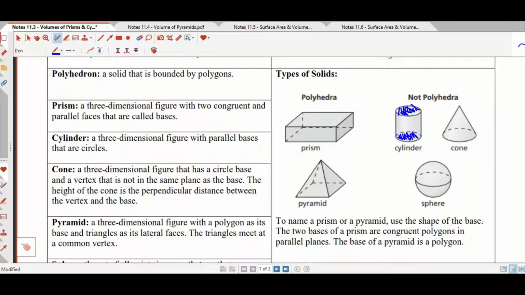A cone is a three-dimensional figure with a circular base and a vertex that is not on the same plane as the base. The height of the cone is the perpendicular distance between the vertex and the base. That is, it has a circular base and some distance to this vertex up here. A pyramid is a three-dimensional figure with a polygon as its base and triangles as its lateral faces. The triangles meet at a common vertex right there.